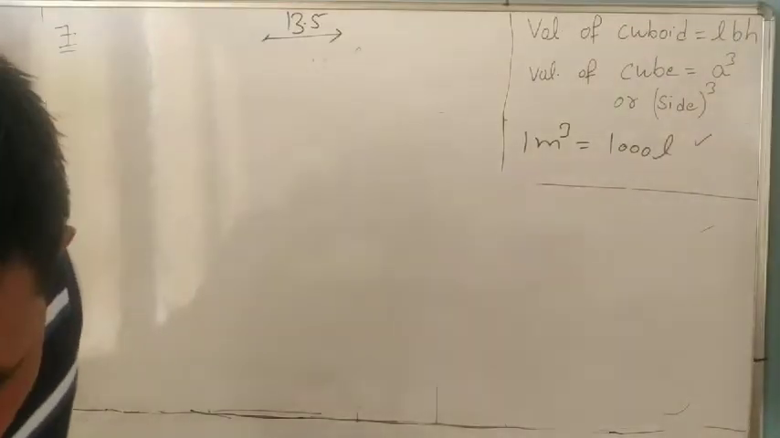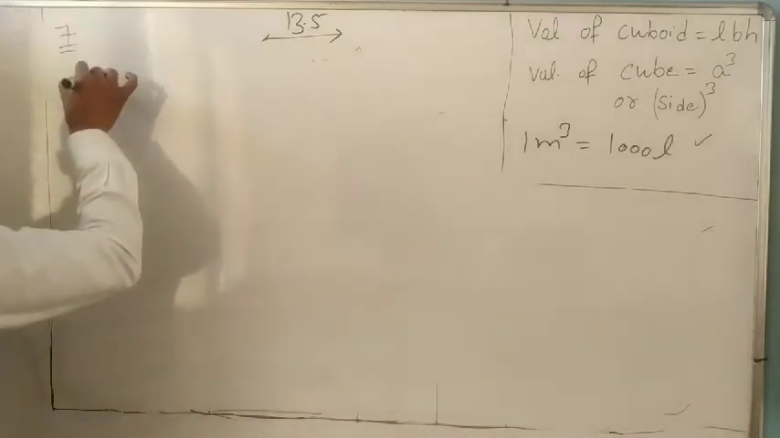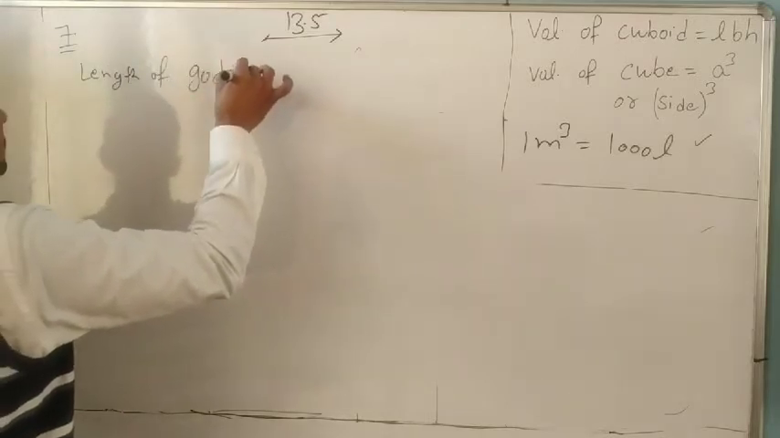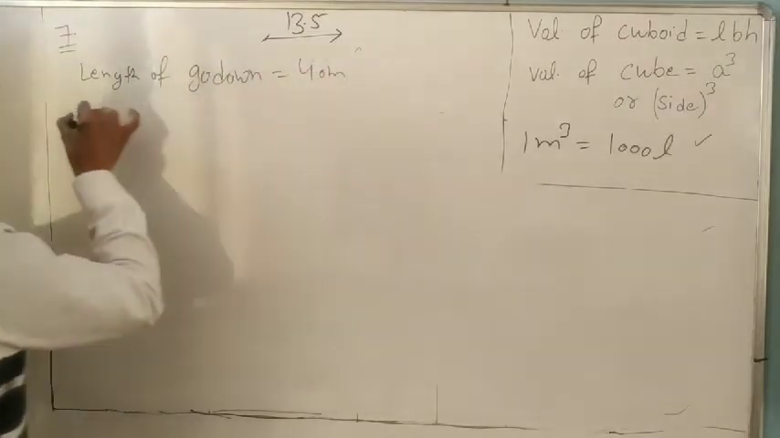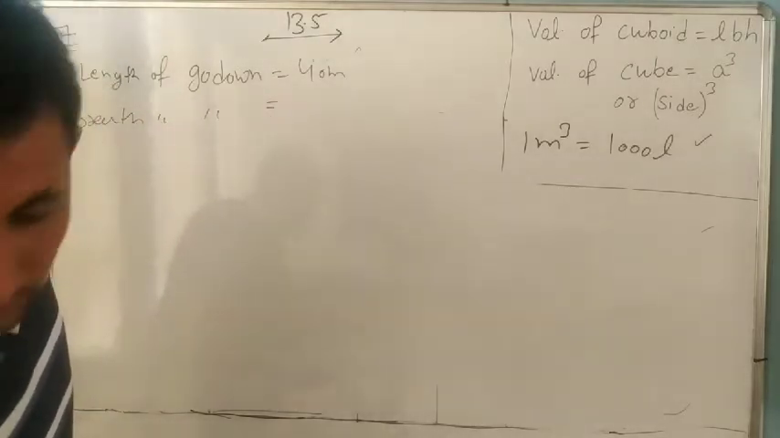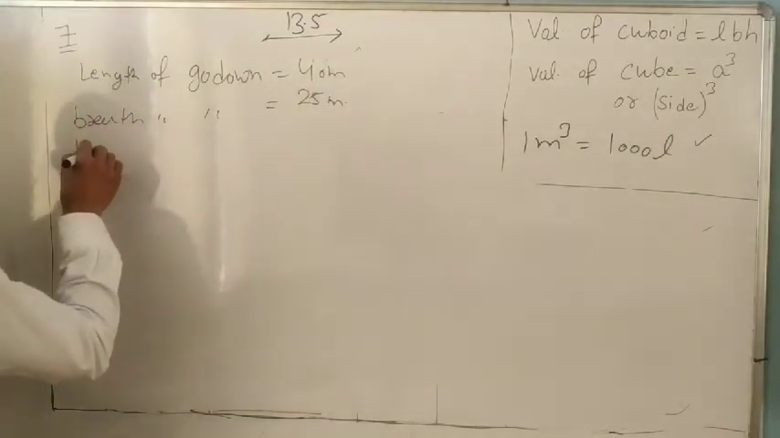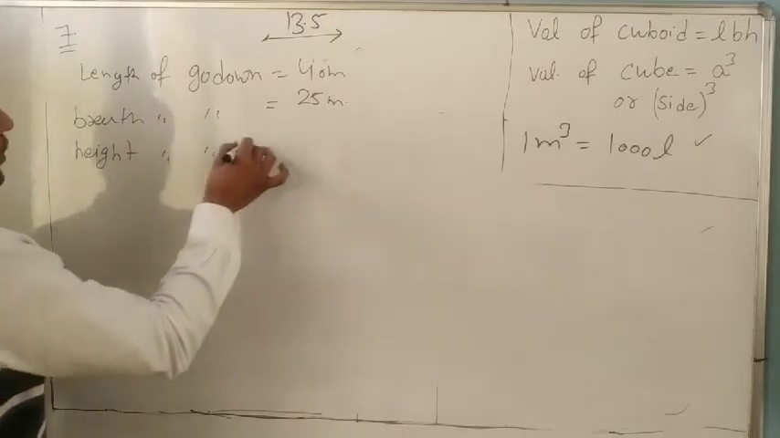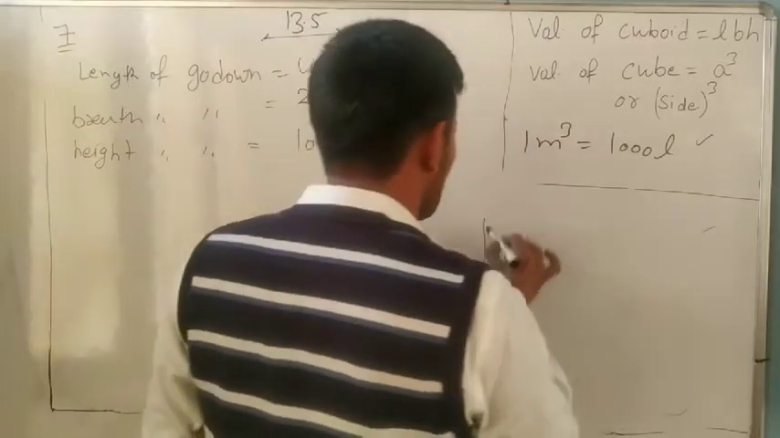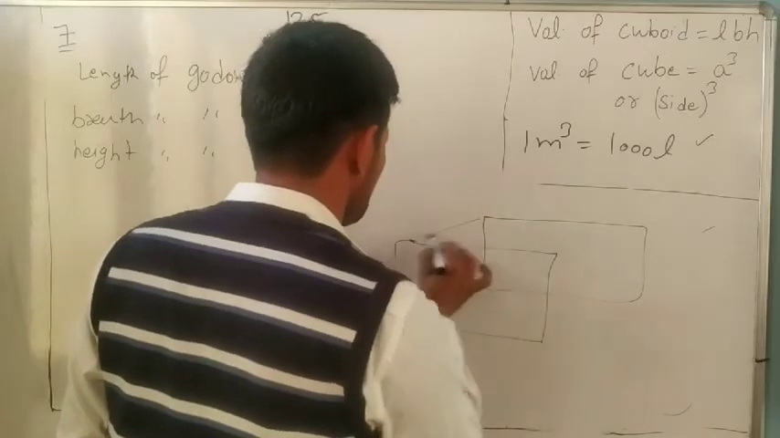Question number 7. A godown measures 40 meter, 25 meter, 10 meter. So we write the length of the godown is 40 meter, the breadth of the godown is 25 meter, and the height of the godown is 10 meter. Look, it is a big godown that is given.